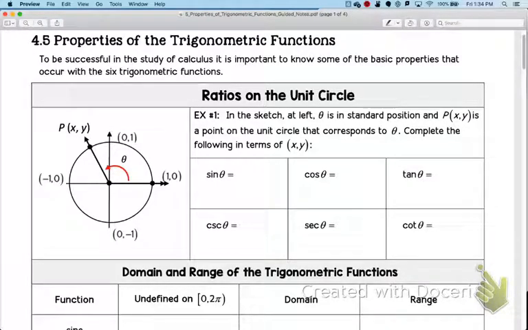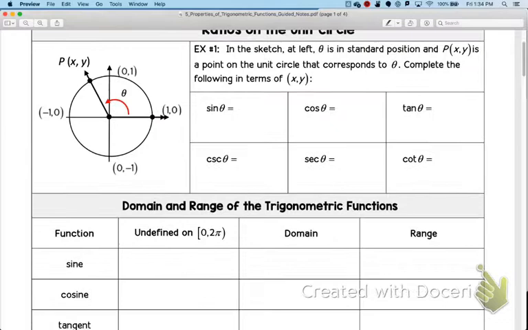All right, so let's start chatting about ratios in the unit circle. In example 1, we have in the sketch at the left, theta in standard position with point P at x comma y, a point somewhere on the unit circle that corresponds to theta. Complete the following terms in x and y.